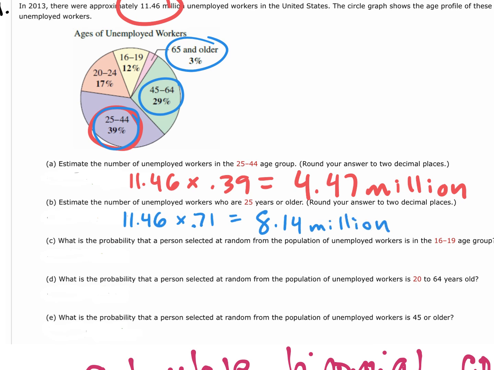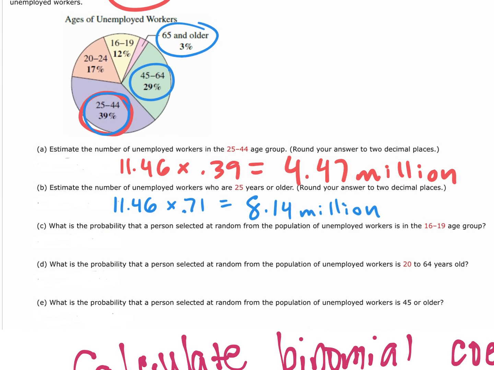All right, C is a little bit different. This one asks for the probability that a person selected at random from the population of unemployed workers is in the 16 to 19 age group. So 16 to 19 would be this one here. So that's 12%. So the probability would be 12%.